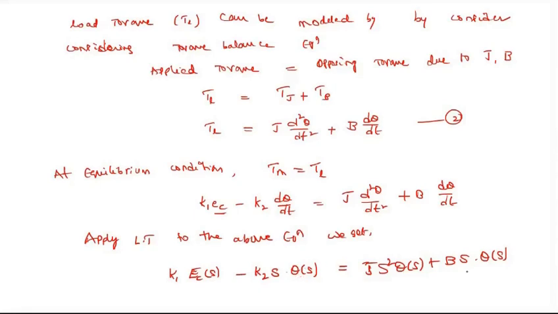So you can shift it to the right side. Therefore you will get K1 into EC of S equals J S square theta of S plus B S into theta of S plus K2 into S into theta of S. Now if you simplify further, you get K1 into EC of S equals, taking theta of S common on the right side, (J S square plus B S plus K2 S) into theta of S.